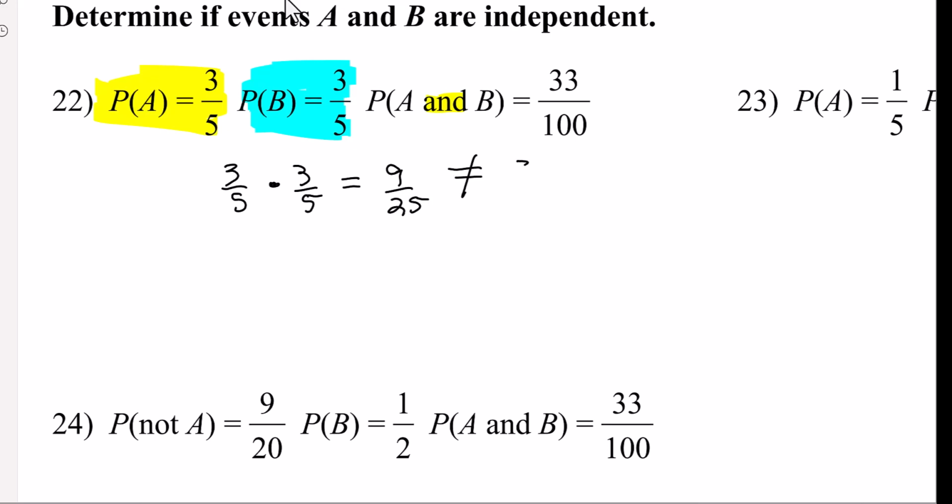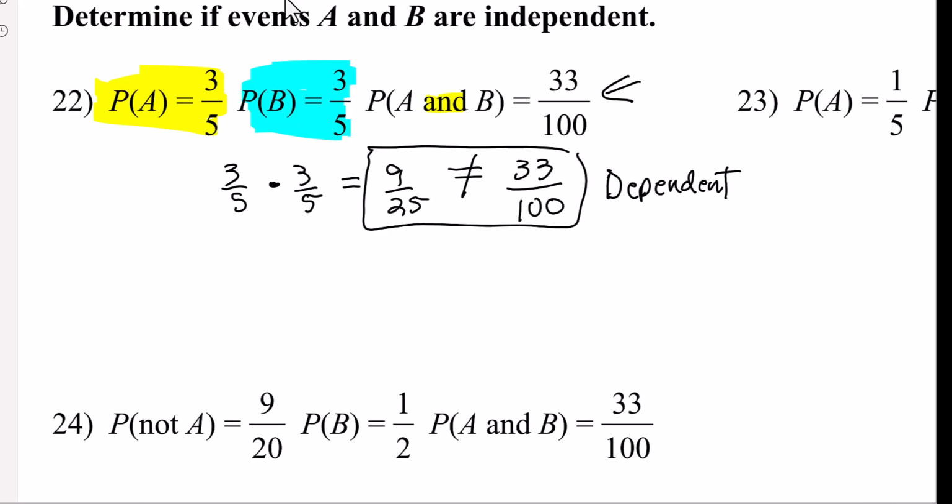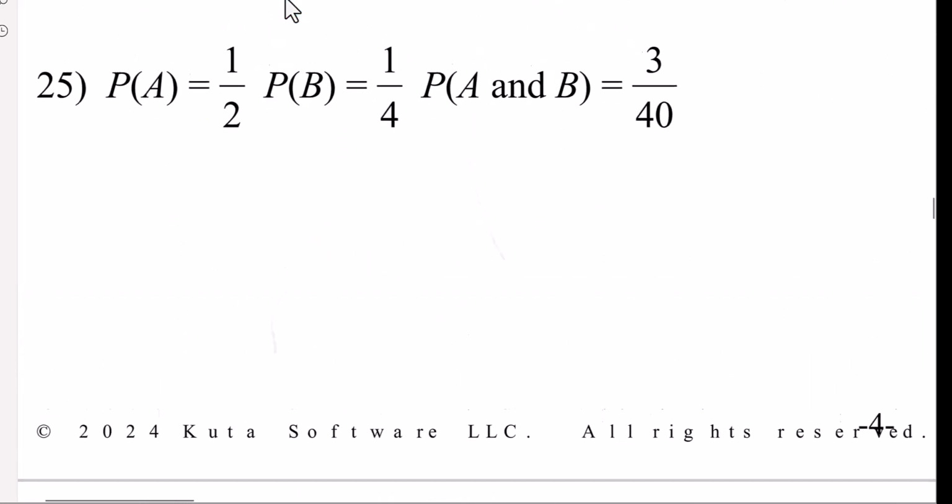That does not equal 33/100. If they equaled each other, it would mean that they were independent events, like what we did in the last video. When they don't equal each other, that means something else is happening. That 9/25 does not equal the probability that it should be, which means that we are talking about a dependent event.